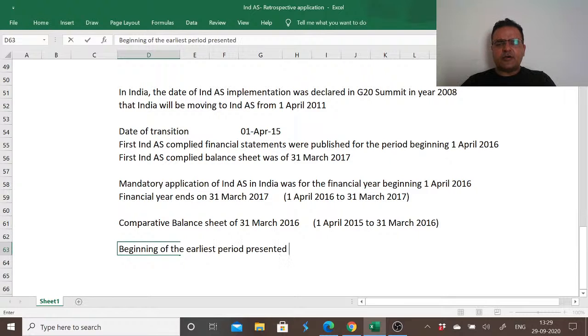Among the two periods, which is the earliest period presented? The earliest period presented is beginning from 1st April 15 to 31st March 16, the earliest period among the two periods presented. The beginning of this is 1st April 2015. That is the reason 1st April 2015 is the date of transition in India.